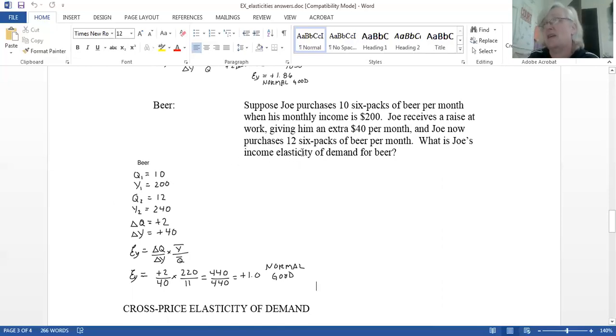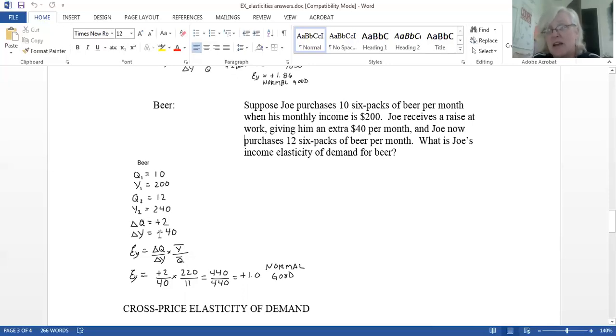Now he gets a raise, and it gives him an extra 40. So change in Y is plus 40. His income went up 40. The new Y is 240, because he was making 200 and 40 more is going to give him a Y2 of 240. And now his Q2 at that higher income level, he buys 2 extra six-packs. So he went from 10 to 12. So my change in Q is positive 2.